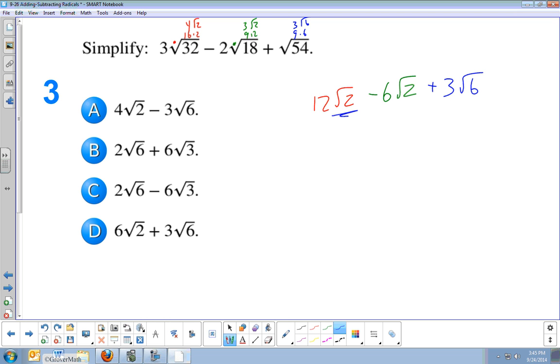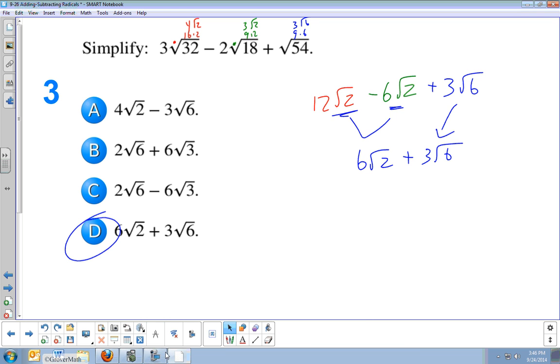I see that these are like radicals. 12 rad 2 minus 6 rad 2 is 6 rad 2, but the plus 3 rad 6, however, that I cannot add or combine with these because they are not like radicals, and so that'll be my final answer with that. Okay, that's basically it.